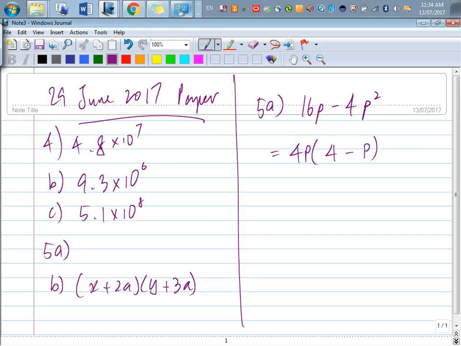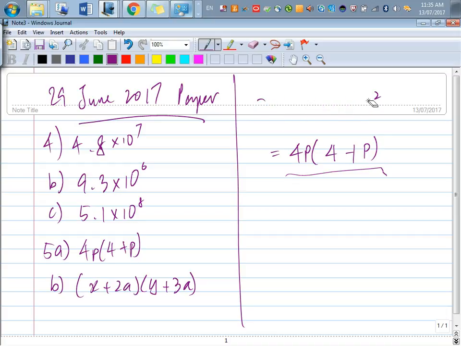5a, did you all get this? Okay, so this is our answer. 4p, 4 minus p. Okay? Oh, I never draw this out for you. Let me see. So if the thing is plus, the answer is minus. If the thing is minus, the answer is plus.